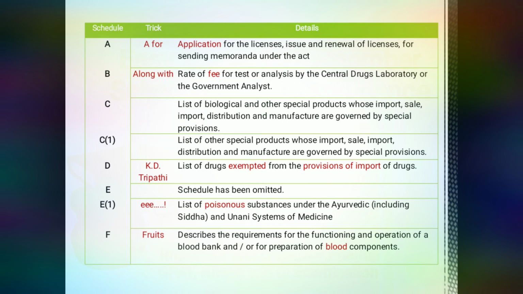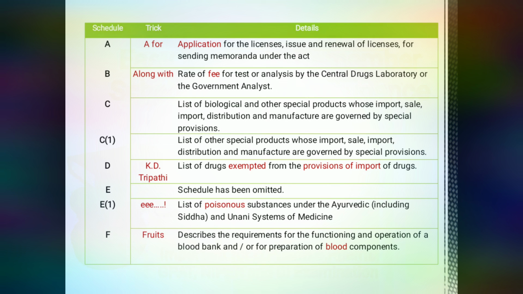Schedule B is about fees. So definitely you can remember that only filling of application is not enough. Along with application, you are also required to pay fees. So Schedule B is all about fees for test or analysis by the Central Drug Laboratory or government analyst.